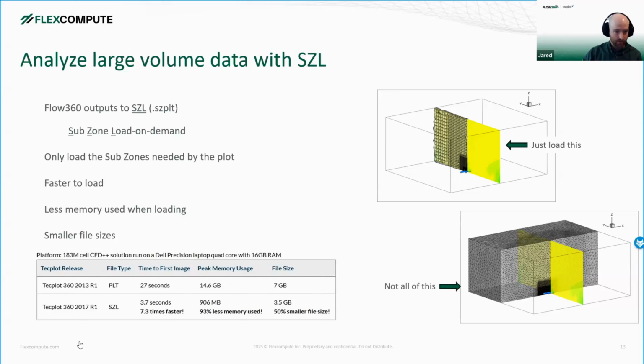So this leads to faster loading of the data because you are only loading the region of the data needed, less memory use when loading the data, and sometimes this can result in smaller file sizes. So the SCL format has been a part of Tecplot 360 for years now, and below is an older but still relevant example of the improvements you may see compared to working with the standard Tecplot binary or .plt file format. So for this example in the bottom left, 183 million cells loads 7 times faster, uses 93% less memory, and in this particular case, the file size was cut to close to half of the original compared to Tecplot binary. So when you're using the SCL file format, considerable performance improvements.